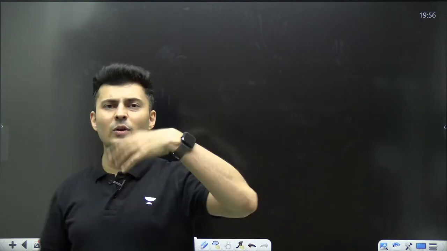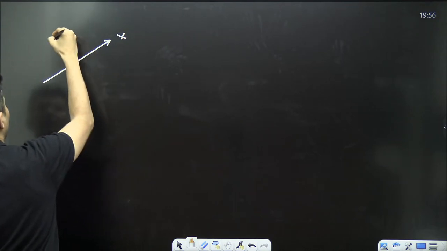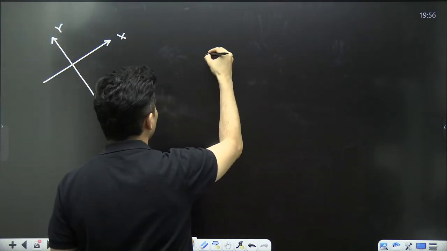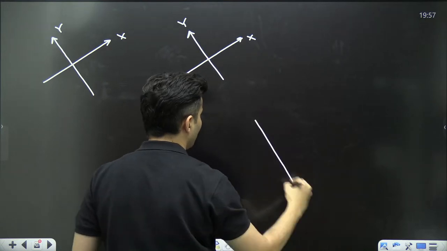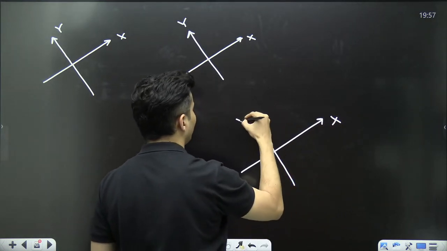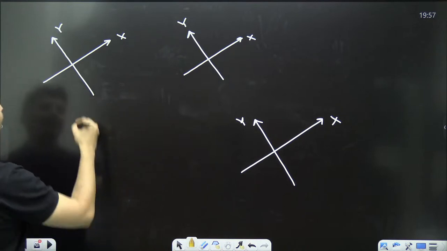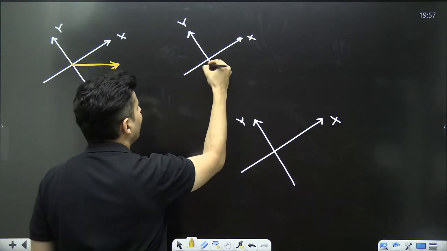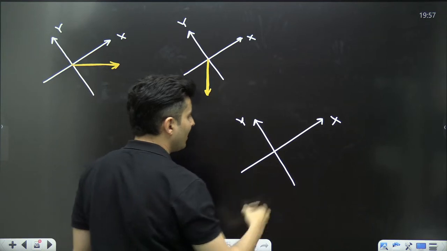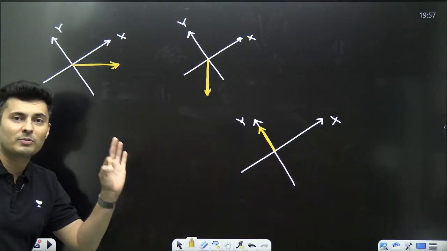What if I give you a slightly more complex problem? Because this is particularly going to be seen in Newton's laws and other such chapters. Imagine this is my x-axis. Imagine this is my y-axis. All right, I'm just showing you some 3-4 different scenarios and you have to figure it out. Just imagine, my dear students, my vector is, for example, in this particular direction, and in this one, and let's say in this one. Guys, now how are you going to split it in each case?